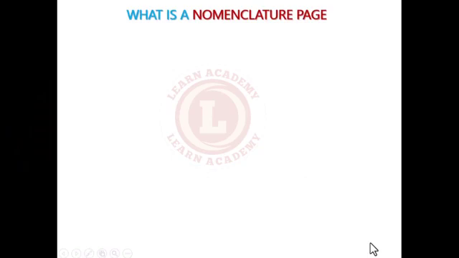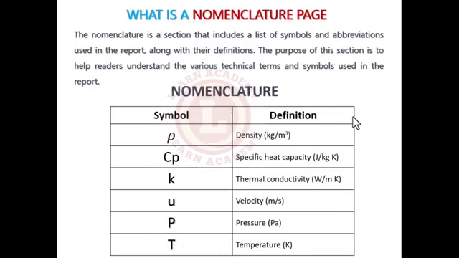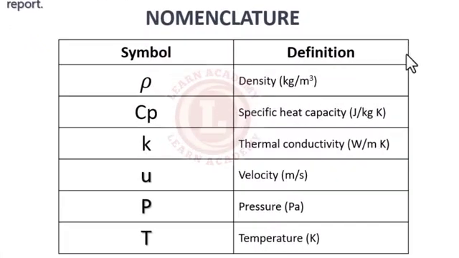Let's look at the next one, which is the nomenclature page. What is a nomenclature page? The nomenclature is a section that includes a list of symbols and abbreviations used in the report along with their definitions. Let's look at a sample of a nomenclature page. Of course, this nomenclature page will also be on a separate sheet.